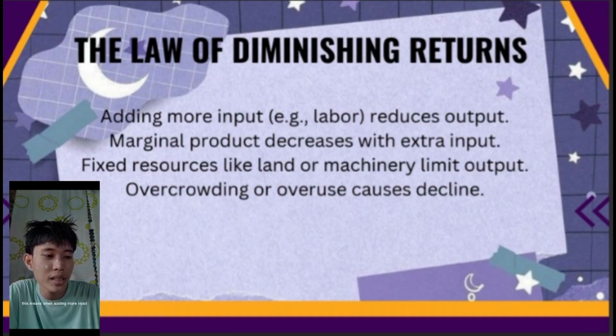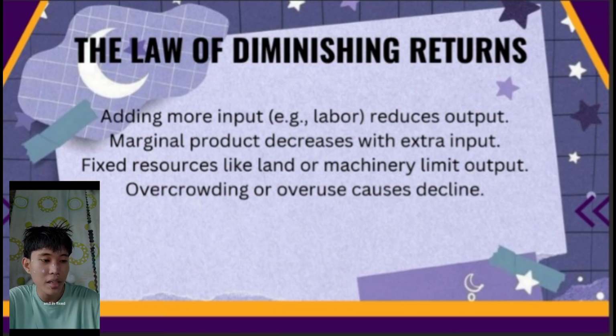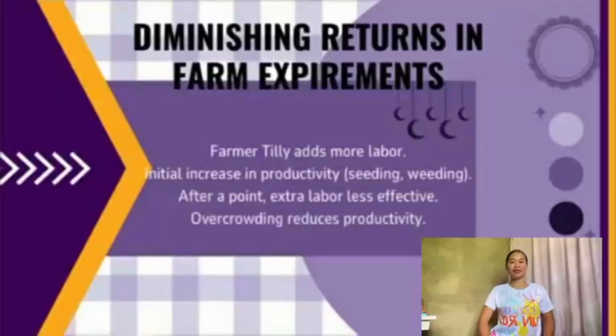This means that when adding more input, for example labor, it reduces the output. While in marginal product, it will decrease with the extra input, and fixed resources like land or machinery limit the output. My topic is all about diminishing returns in a farm experiment.